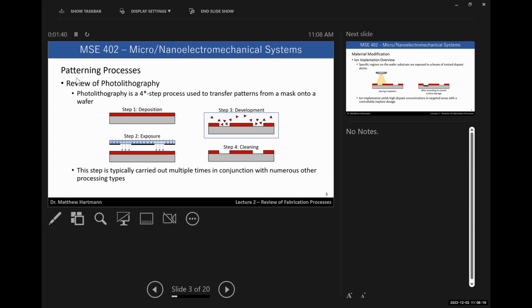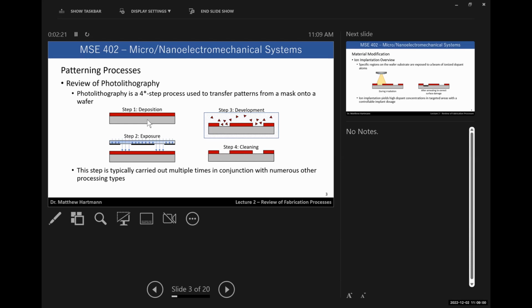Photolithography is used to transfer geometrical patterns from a mask onto a wafer. So in a conventional CMOS or MEMS process, a photolithography mask is literally a large piece of glass onto which chrome is patterned in a specific pattern. And so if we look here at our first step, this is our deposition step, or this is again overly simplified, okay? The gray layer at the bottom is our substrate, so that is our wafer, and the red layer at the top is our photoresist.